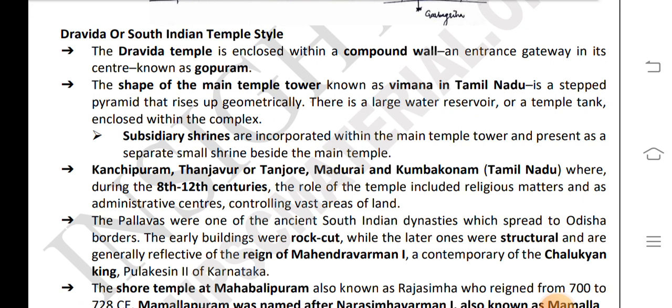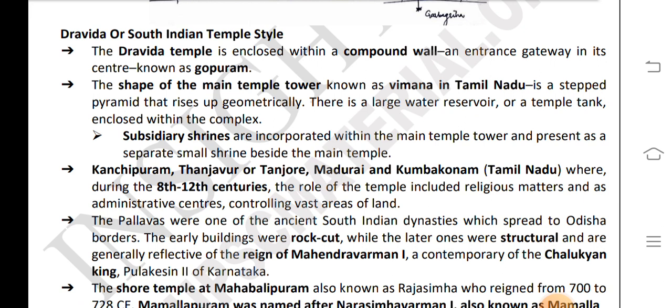Kalasha and amalaka in Nagara temple architecture, and gopuram and shikhara in Dravidian temple architecture. Shikharas, stupas, vimanas, mandapas, Nandi, gopuram, garbhagriha.